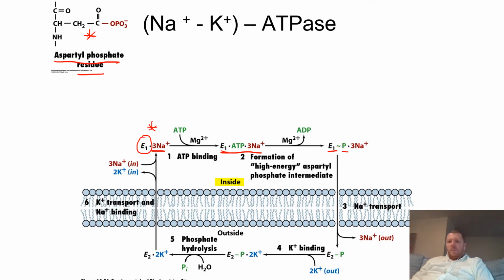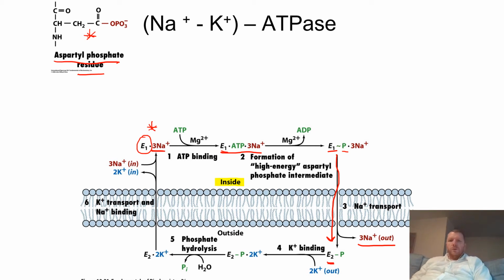Now what's going to happen is this enzyme is going to undergo conformational change, in which case it's going to basically twist and move those sodium ions outside of the cell. Once it's outside the cell, it's going to release those sodium ions. So now we still have a phosphorylated enzyme, but now this enzyme, having undergone a conformational change, is known as E2. So the phosphorylated E2 is then able to pick up 2 potassium ions from outside of the cell.